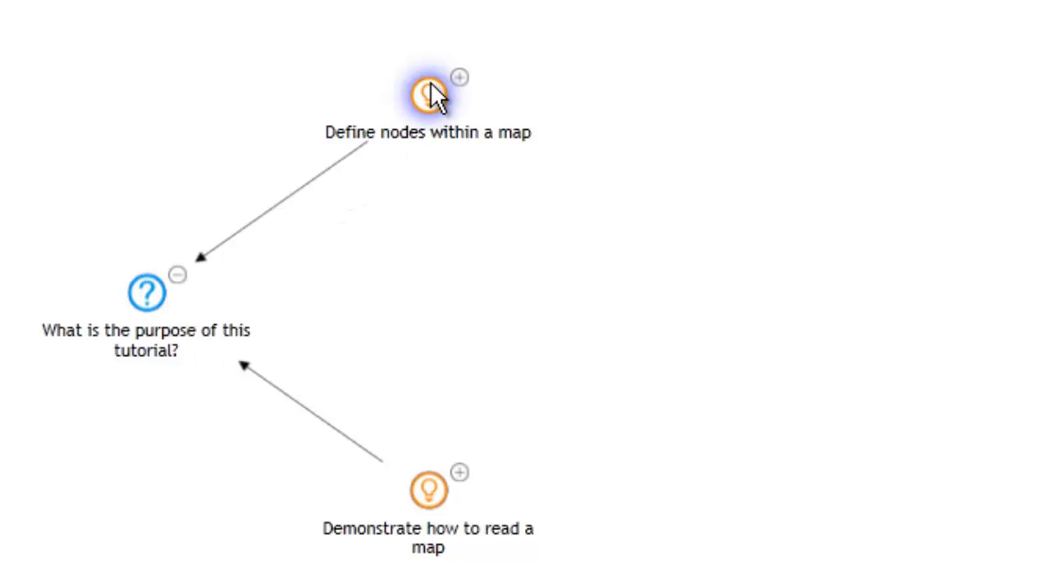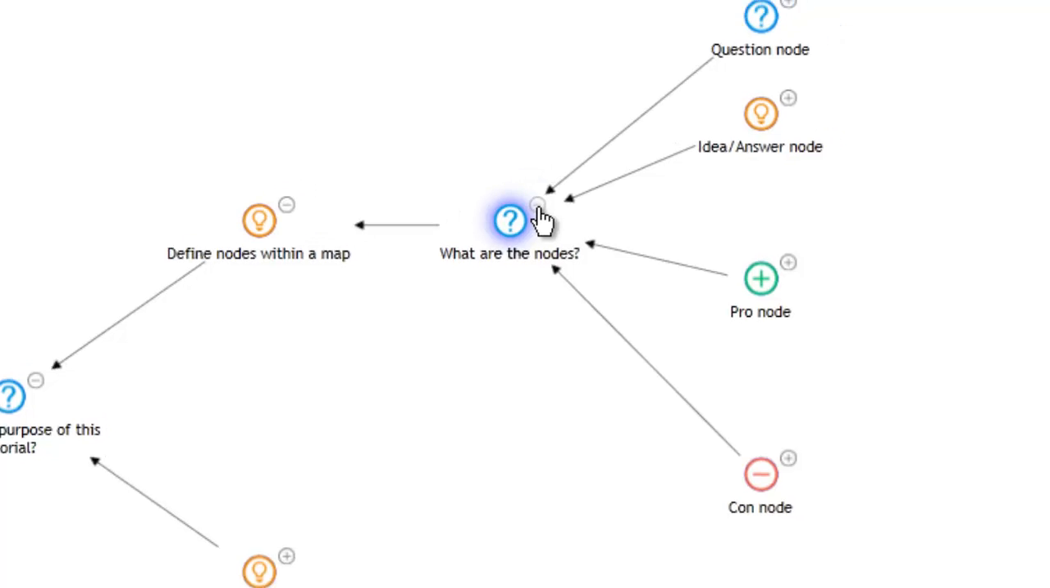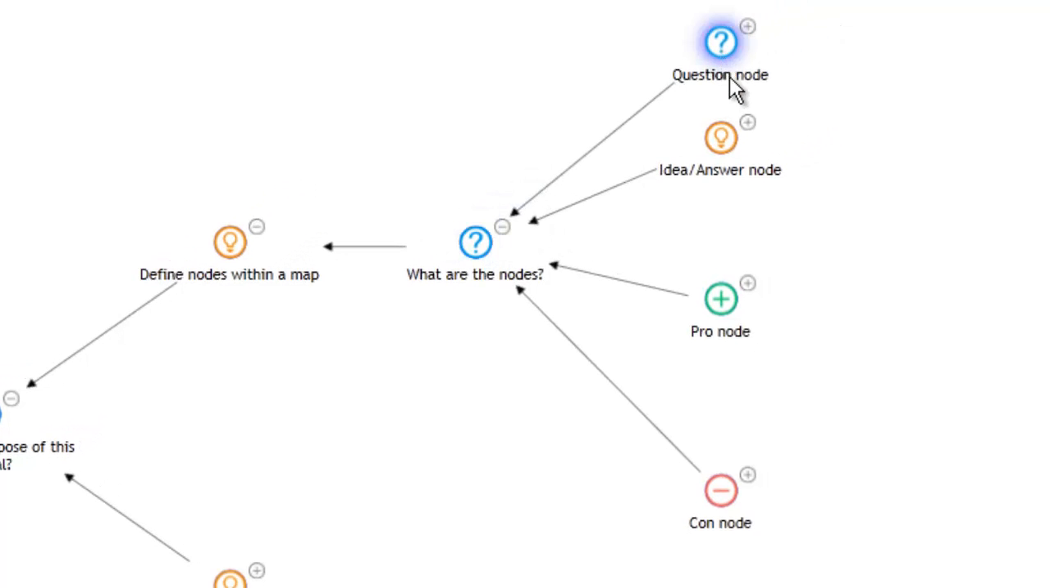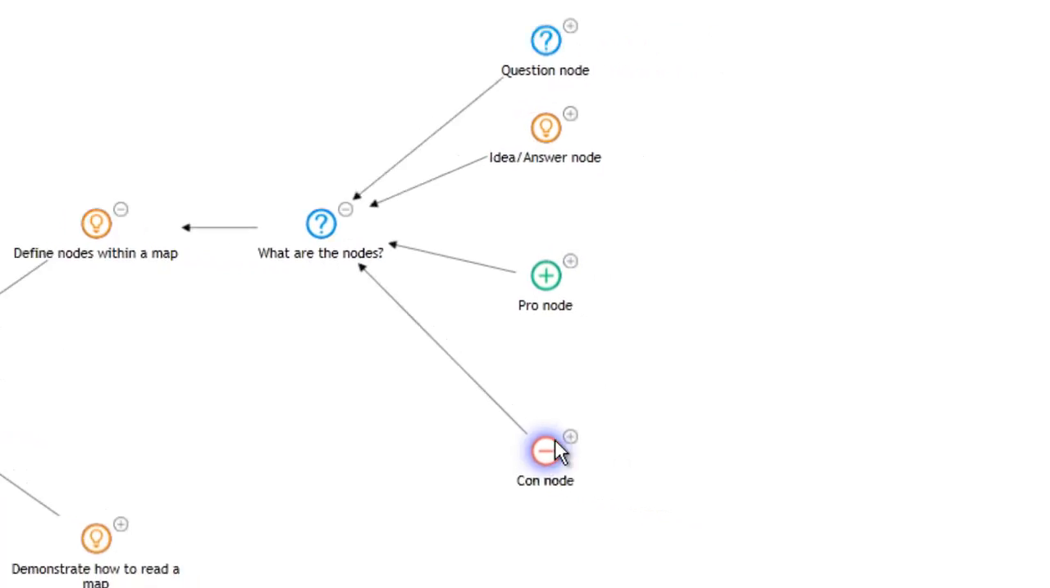This tutorial aims to explain to you what the icons on the Glyma maps represent and how to read the maps. Your maps are made up of a connection of icons called nodes. A node is a singular piece of information that has been captured. Your map will contain about 4 basic node types. These are the question node type, the idea, the pro, and the con.